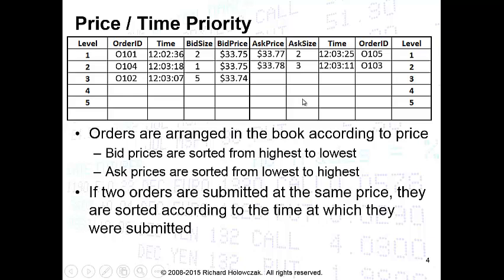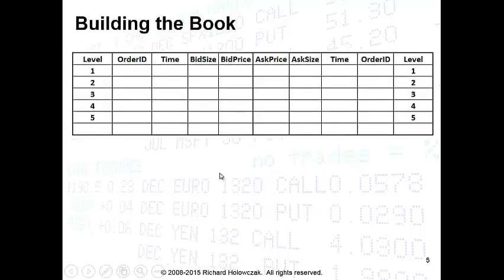If two orders are submitted at the same price, they're sorted according to the time at which they were submitted. So for example, back to the bid side here, we have two orders that were submitted at the same price, $33.75. Order 101 came to the exchange before order 104. So while they are tied on price, order 104 is put below order 101 because of the time priority. Okay? So every new order that gets submitted for a particular security will go into the order book and it will be sorted according to this logic.